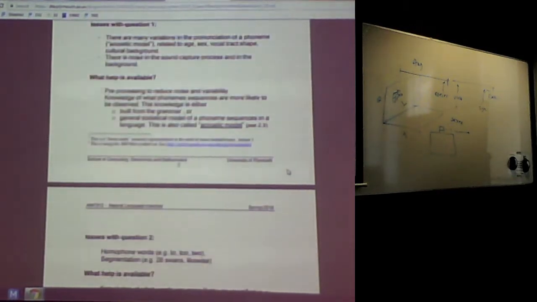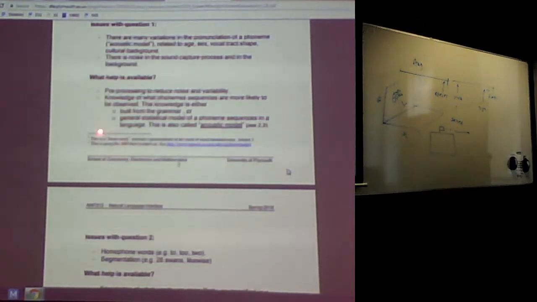You can do pre-processing to reduce the noise and variability. You can also use knowledge about what phoneme sequences are more likely to be observed. If we know that this and this and this tend to follow each other, it allows you to better make a decision about what you actually hear. And this knowledge can be built from the grammar, because your grammar says what successions of words are legal, and then from those successions of words you can work out what succession of phonemes is most likely.